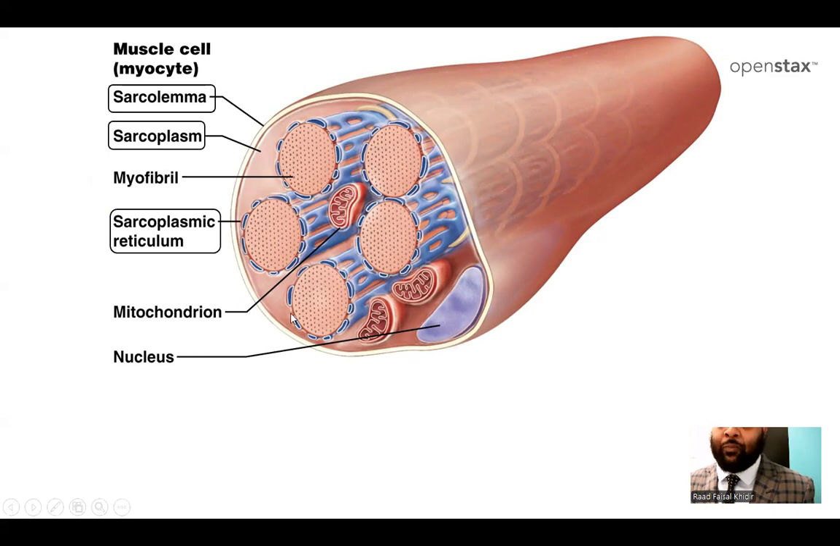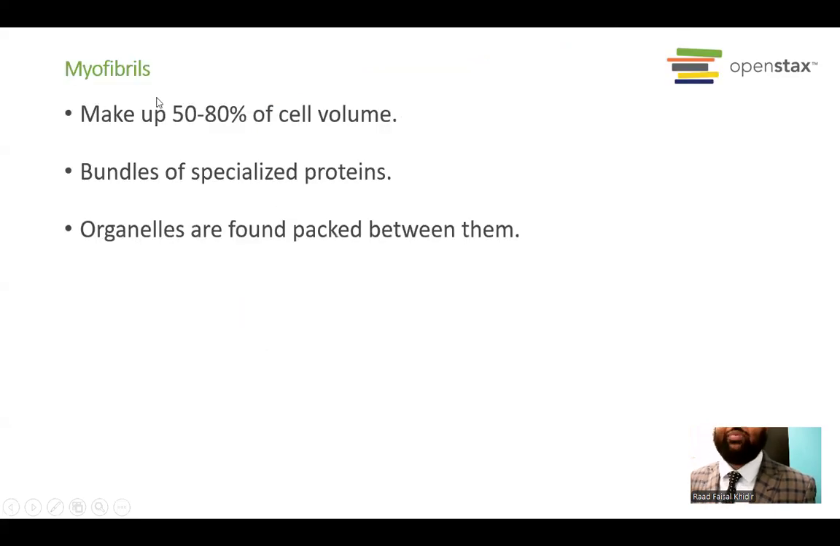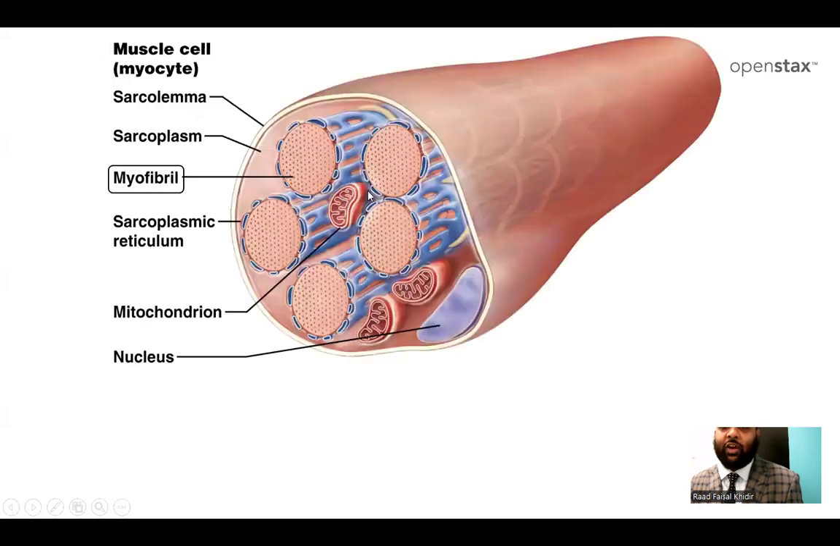The myofibrils make up about 50 to 80% of the cell volume, and these are bundles of specialized proteins. The organelles are found packaged between the myofibrils. So these are the myofibrils. So inside each myofibril, what do we have?